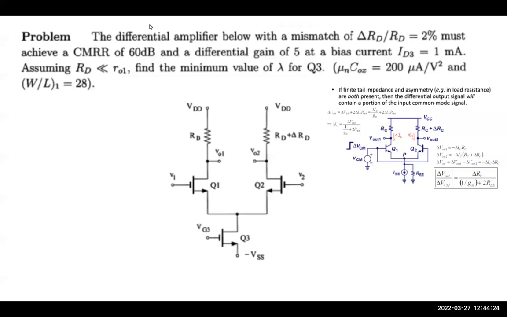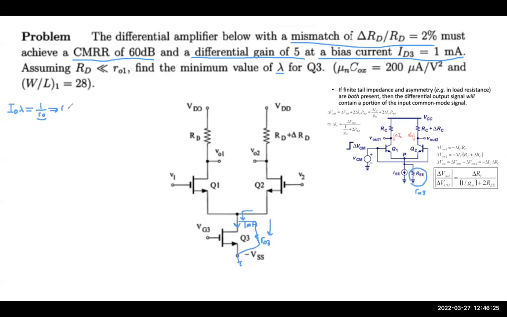Let's read the question together. It's saying that a mismatch of 2% must achieve a CMRR of 60 dB and a differential gain of 5 at a bias current of 1 milliamp. So the current is 1 milliamp here, and RD is smaller than RO1. Find the minimum value of alpha.